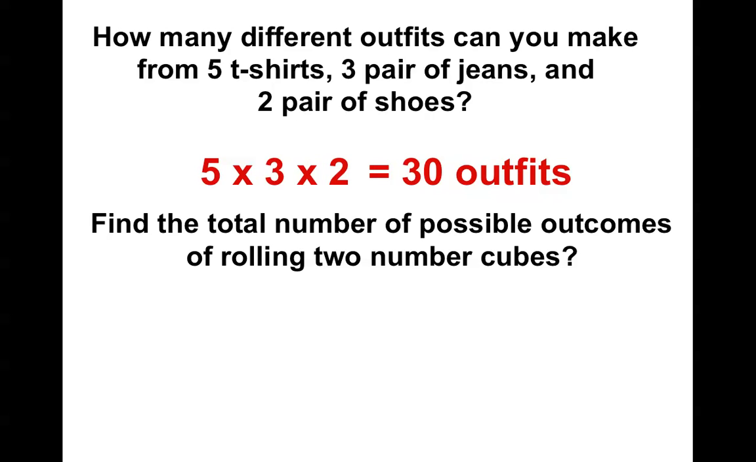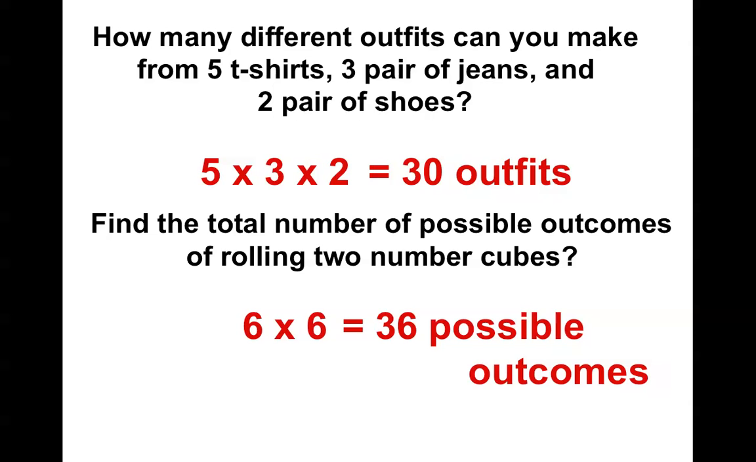Find the total number of possible outcomes of rolling 2 number cubes. Well, let's see. If I want to do 2 number cubes, each would have 6 possibilities because there are 6 faces on a number cube, so 6 times 6 would be 36 different possible outcomes.